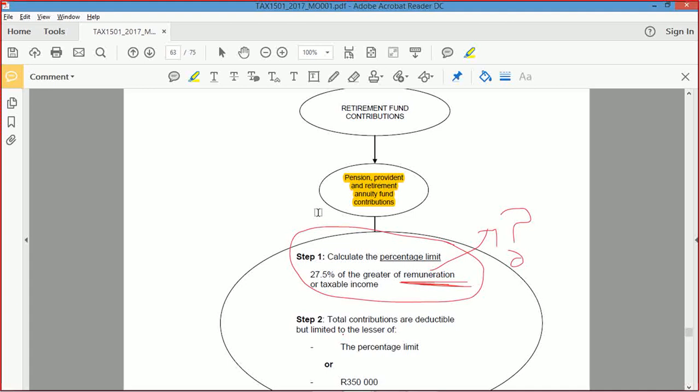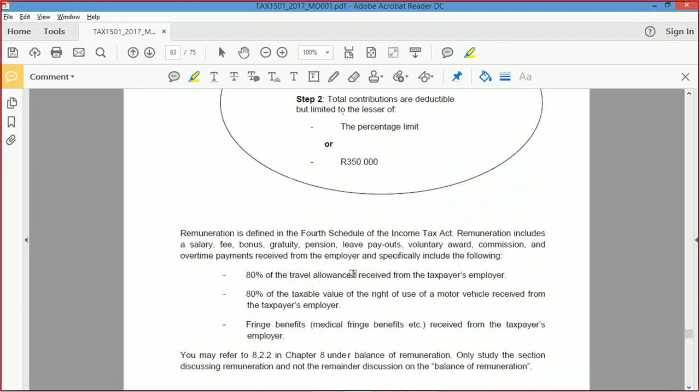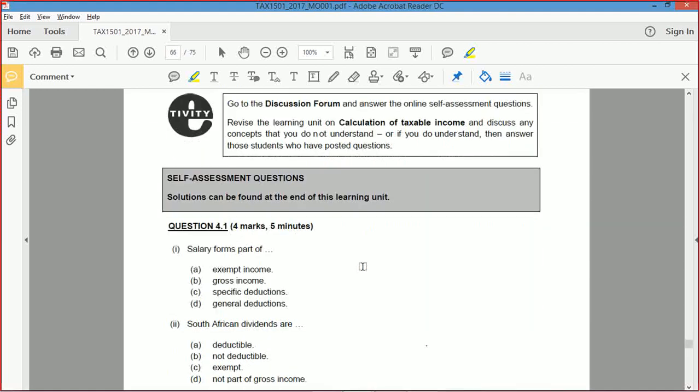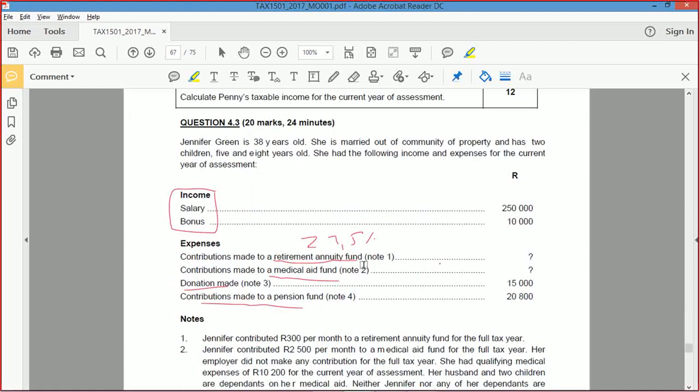Yeah. Okay, so it's everything. It doesn't matter what you're contributing towards. It can be pension, provident, retirement annuity. It's still a contribution towards your retirement. Okay, where were we? Here.